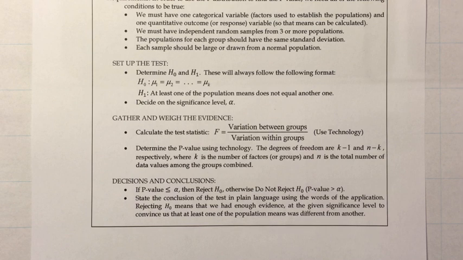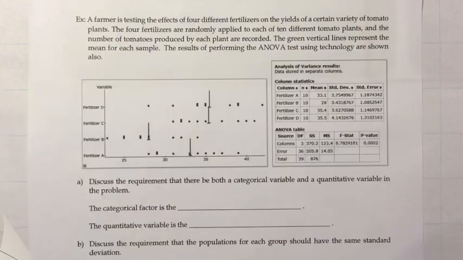All right, so there's kind of the theory, the procedure all kind of thrown at you real quick. Now we're going to go ahead and jump into an example and hopefully shed a little bit more light on what's going on. All right, here's our example. A farmer is testing the effects of 4 different fertilizers on the yields of a certain variety of tomato plants. The 4 fertilizers are randomly applied to each of 10 different tomato plants, and the number of tomatoes produced by each plant are recorded. The green vertical lines represent the mean for each sample, and the results of performing the ANOVA test using technology are shown also.